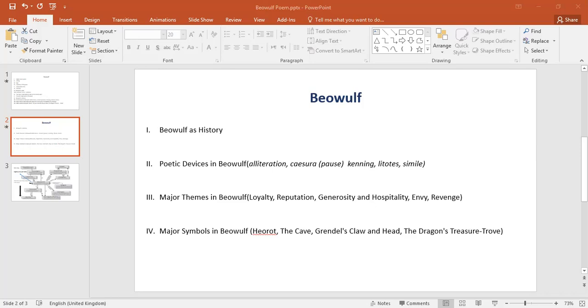The legend is that the monsters of earth are Cain's descendants and eternally damned. So Grendel resents men because God blesses them but will never bless him. The bright lights and sounds of joy emanating from Hrothgar's magnificent mead hall especially annoyed Grendel, and he was envious of human joy.